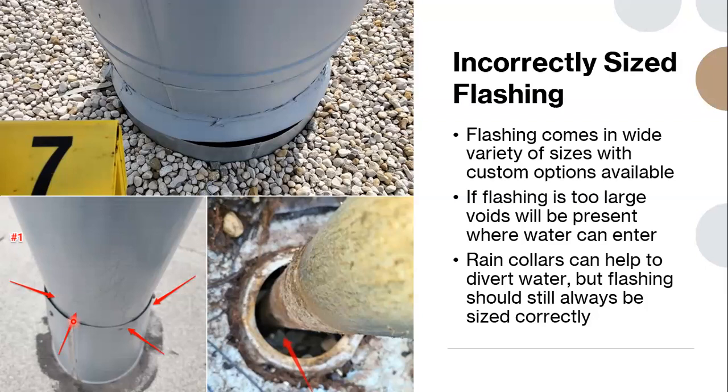For added protection, there's also the option of a storm collar, just to again help divert water away from the top of the flashing. However, even in this case where the storm collar is in place, it doesn't extend past where the flashing is too large. So in all of these cases, they were creating leak issues.